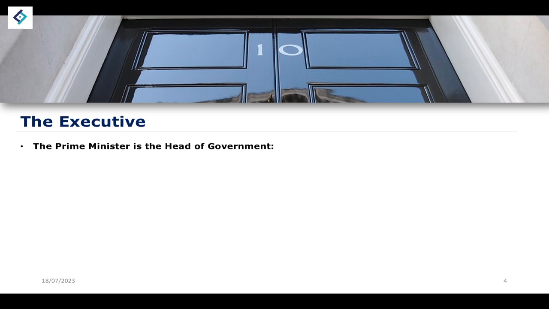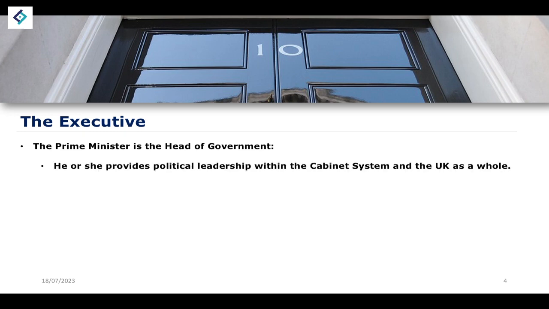Now, the Prime Minister is the head of government. He or she will provide political leadership within the cabinet system and within the United Kingdom as a whole. Currently, our Prime Minister at time of recording is Rishi Sunak.